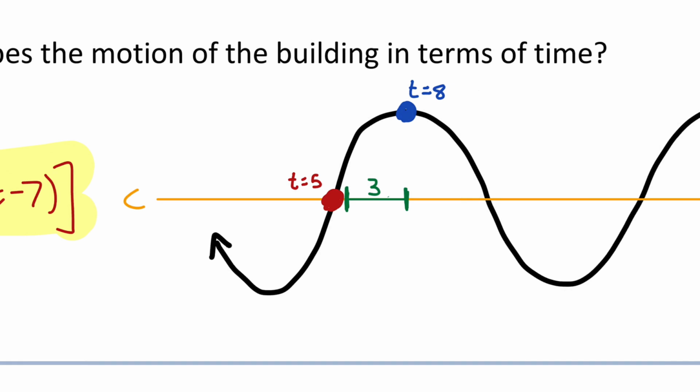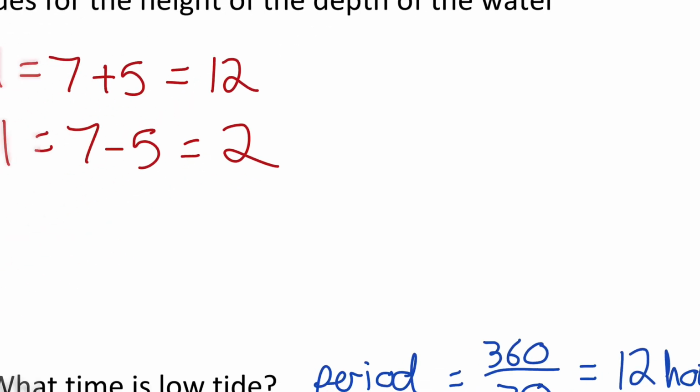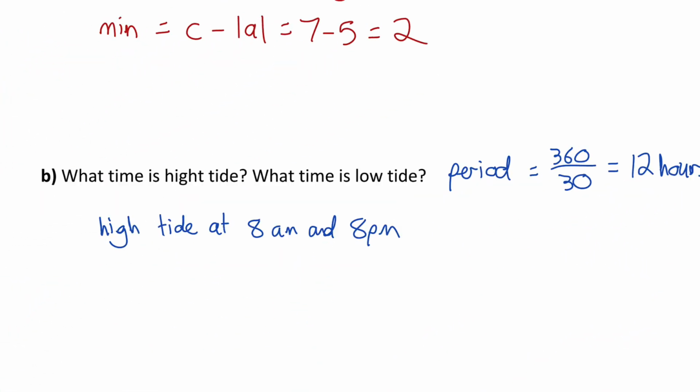Well, if 3 units to the right of a rising midline, there's a high tide. 3 units to the left, there will be a low tide. 3 units to the left of 5 is 2. So there would be a low tide at a time of 2, and then again 12 hours later, when time is 14, which would be 2 p.m. So at 2 a.m. and 2 p.m., there would be a low tide.